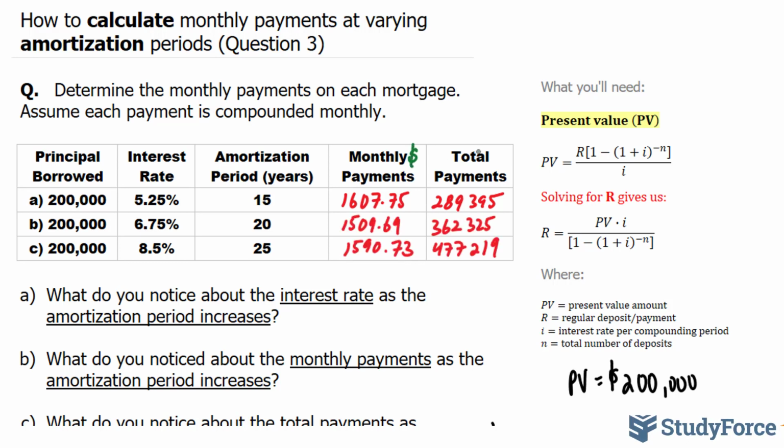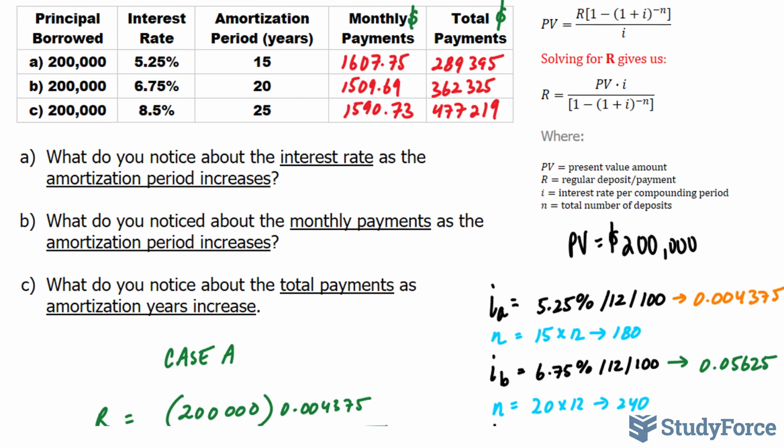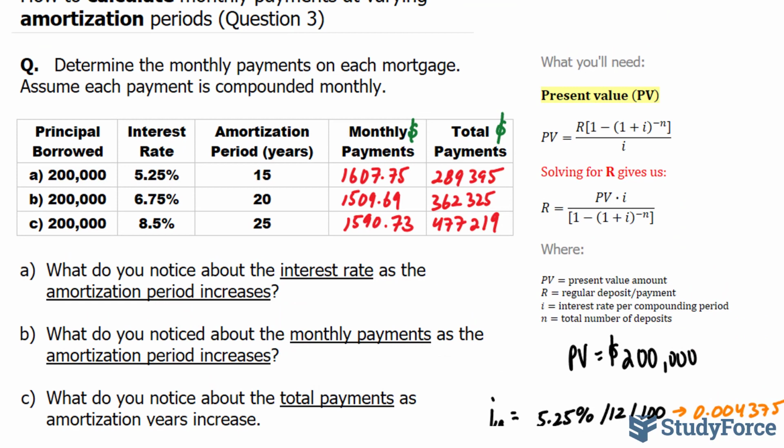Now make sure that you recognize that this is in dollars. And for question C, they ask, what do you notice about the total payments as the amortization years increase? Now you'll notice that as the borrowing years increase from 15 to 25, the total payments will significantly get higher, paying roughly $1,600 every month. And it is at 5.25%. The total payments at the end of those 15 years will be $289,395, which is technically $89,000 more than you borrowed.